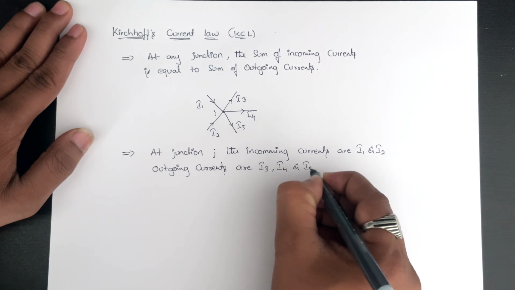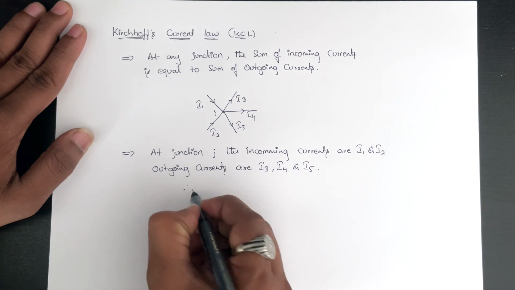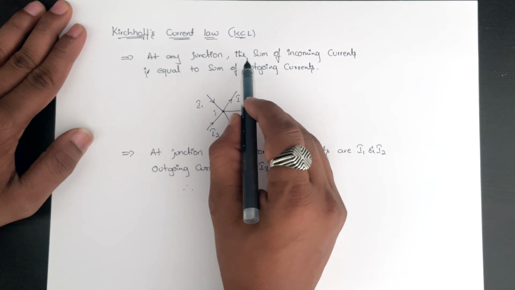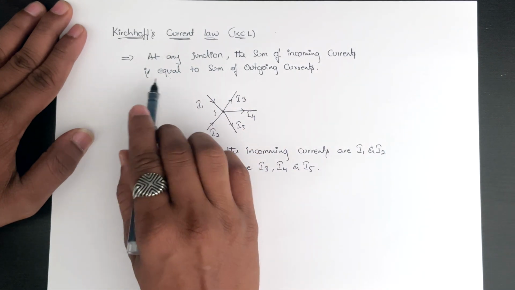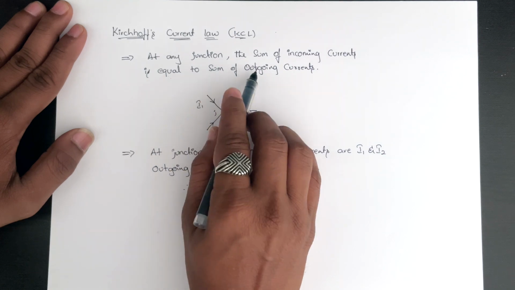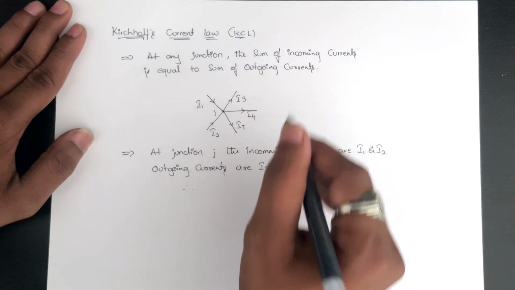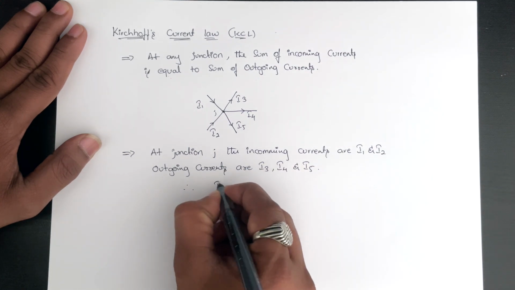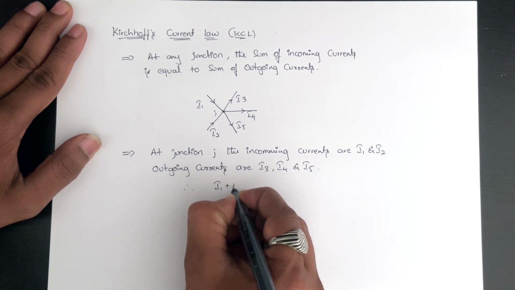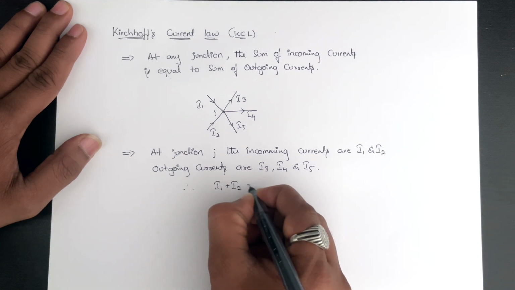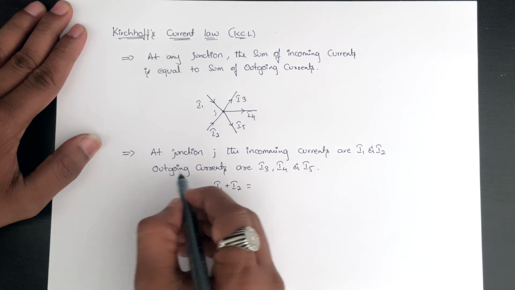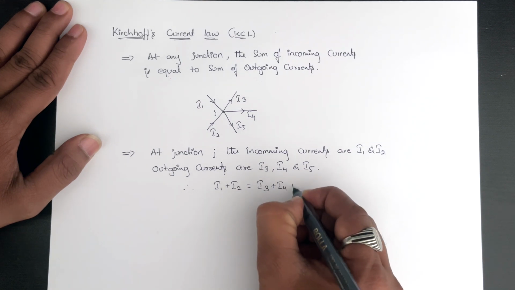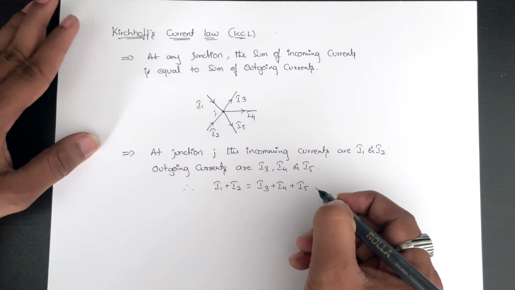Therefore, from the statement, at any junction, the sum of incoming current, or the current entering the junction, will be equal to the sum of outgoing currents, or the currents leaving the junction. Therefore, incoming currents are I1 plus I2. Sum of incoming currents is equal to the sum of outgoing currents. Outgoing currents are I3, I4 and I5.